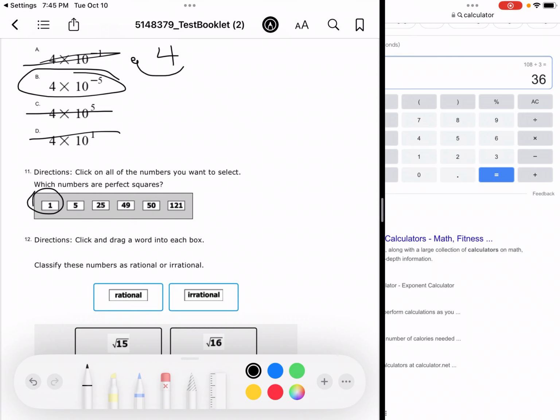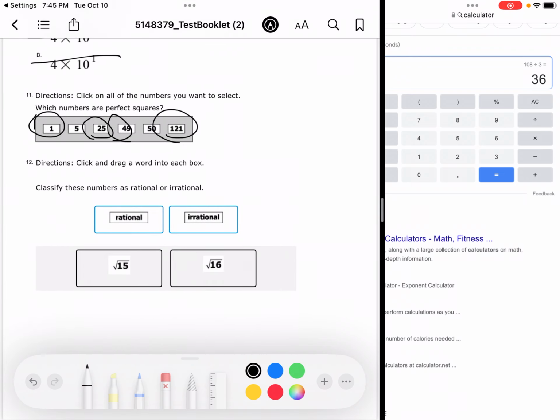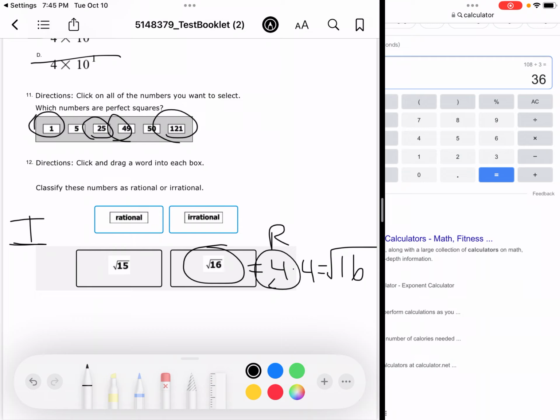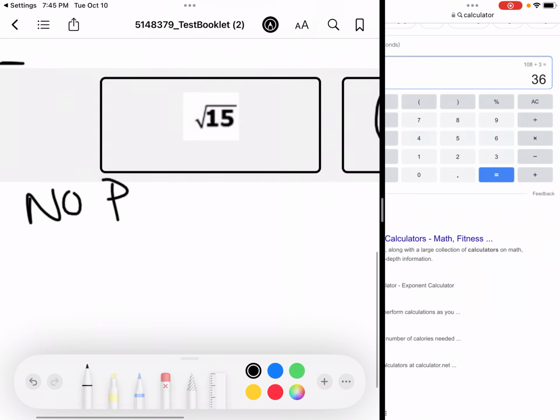Okay, which are my perfect squares? Those are identified on your multiplication chart. So 1 times 1 is 1, 5 times 5 is 25, 7 times 7 is 49, and 11 times 11 is 121. Okay, this is a rational number because 4 times 4 is 16, so the square root of 16 is 4. This is an irrational number because it has no pattern and never ends.